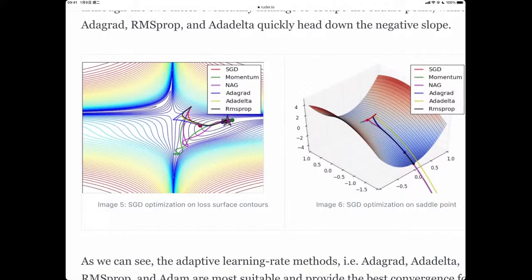The green one is the momentum, right? The momentum will be faster. You can see the green line is faster, but the learning rate might be too large. So the green one might go to some higher place, some hill.